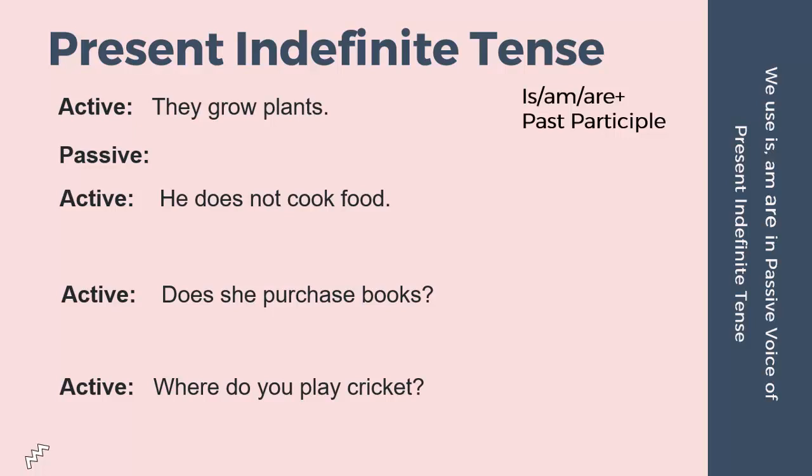Let's change the voice of these sentences. The first one is, they grow plants. What is the subject in this example? They. What's the verb? Grow. What's the object? It's plants. So we'll bring the object in the beginning, plants. Then we'll add the be form are because our subject is plural. Then the third form of grow, which is grown. Finally, the objective case of they, which is them. Plants are grown by them.